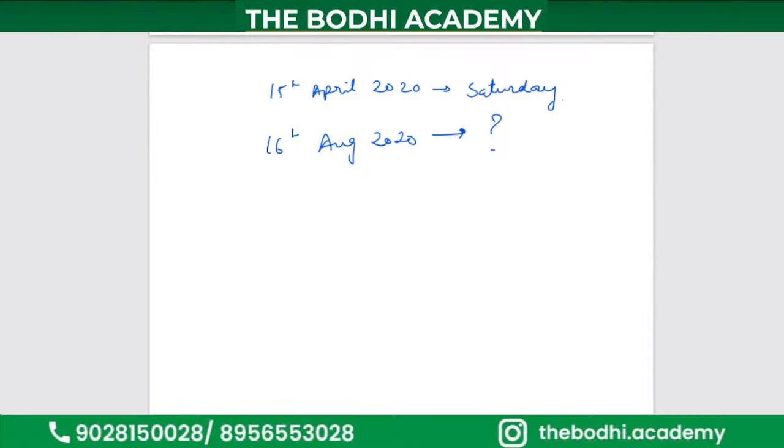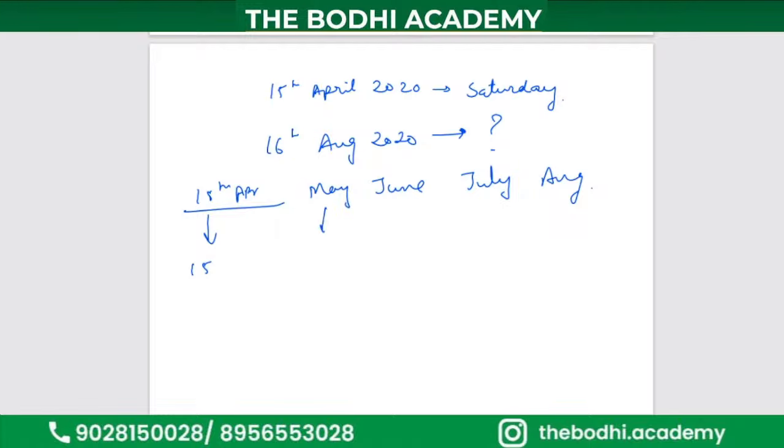For this, we need to write 15th April, then May, June, July, and then August. All the months from April to August we have to write. Now, tell me one thing. In April, how many days are remaining? You will say 15 days are remaining. Why 15? Because in April the number of days is 30. Since 15 is already done, what is remaining? 30 minus 15, that is 15.